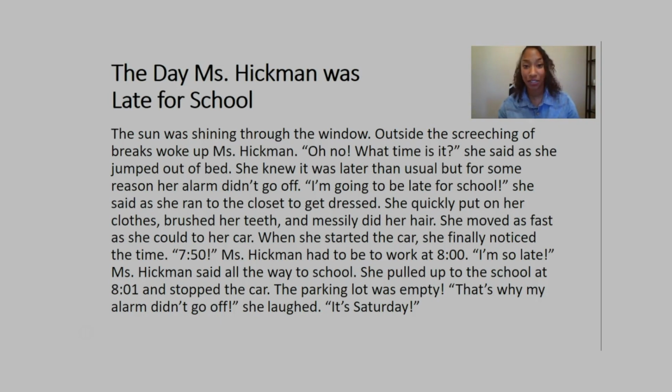The sun was shining through the window. Outside, the screeching of brakes woke up Miss Hickman. Oh no, what time is it? She said as she jumped out of bed. She knew it was later than usual, but for some reason, her alarm didn't go off. I'm going to be late for school, she said as she ran to the closet to get dressed. She quickly put on her clothes, brushed her teeth, and messily did her hair. She moved as fast as she could to her car. When she started the car, she finally noticed the time.